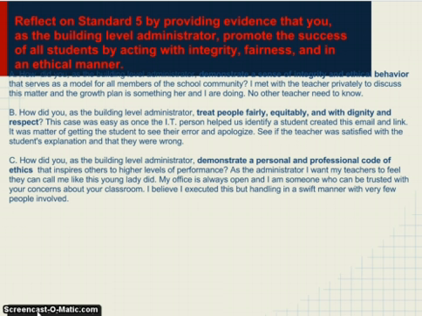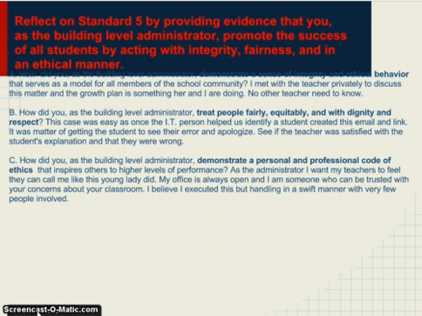How did you, as the building level administrator, demonstrate a personal and professional code of ethics that inspires others to higher levels of performance? Well, very simply put, as the administrator, I want my teachers to feel that they can come to me anytime they want to. This young lady felt that way, obviously, about her principal, being me, I guess, in this case. She called him at night and off hours.